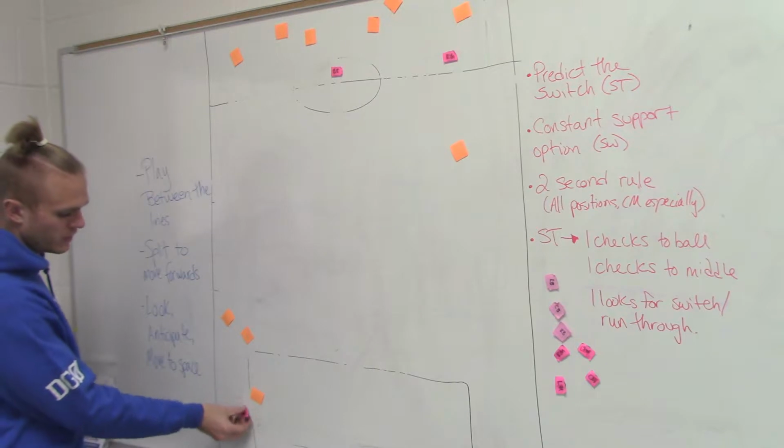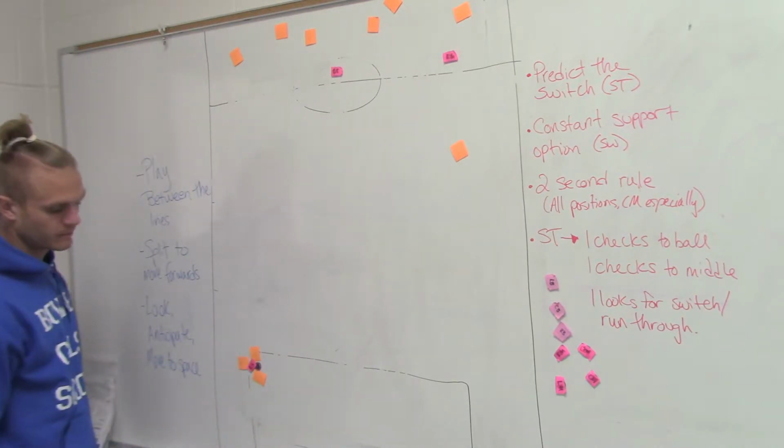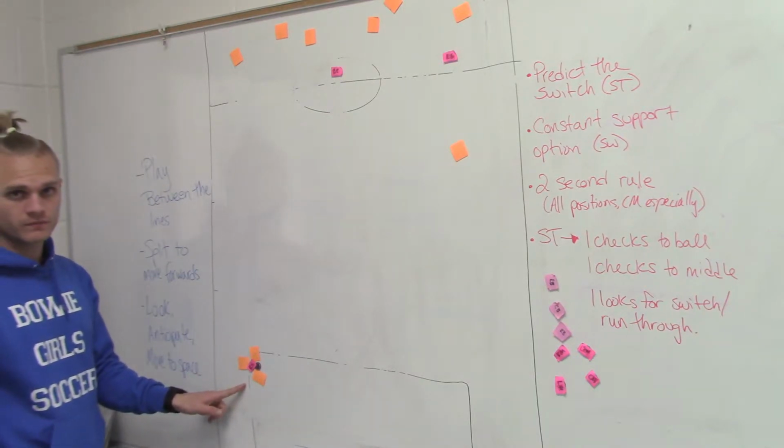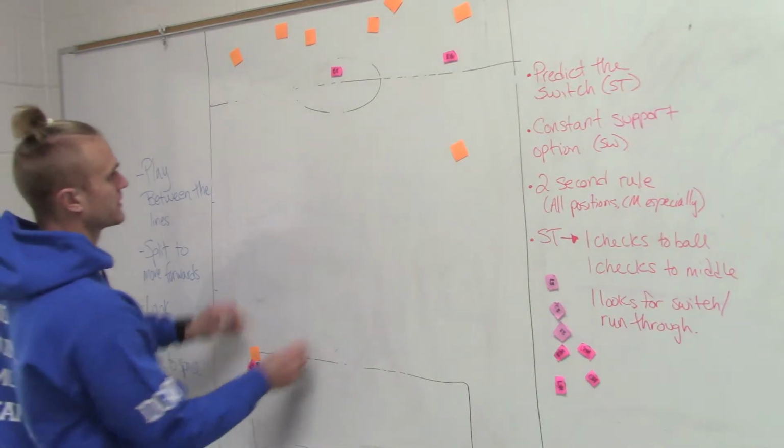You can juke them all you want, but as soon as you get into the middle, boom, you have another player collapsing. Boom, you have another player collapsing. And all of a sudden, you're surrounded. This is not successful. We have to stop doing this. Ways to stop doing this are like this.